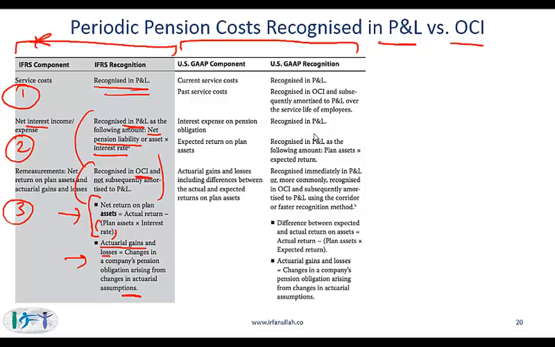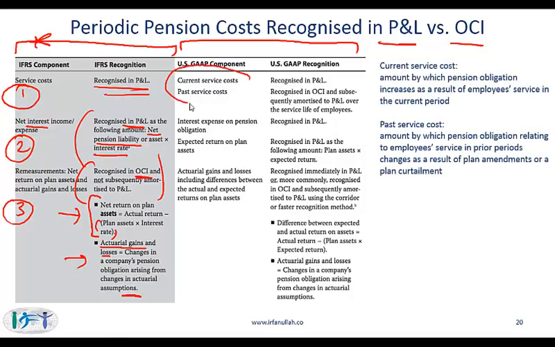On the right, we look at US GAAP treatment, and this will be important if you have a question that deals with the difference between US GAAP and IFRS. The first difference that you will note is that under US GAAP, service costs are broken into two parts: current service costs and past service costs. Current service costs refer to the amount by which pension obligation increases as a result of employees' service in the current period. Past service costs refers to the amount by which pension obligation relating to employees' service in prior periods changes as a result of plan amendments or plan curtailments.